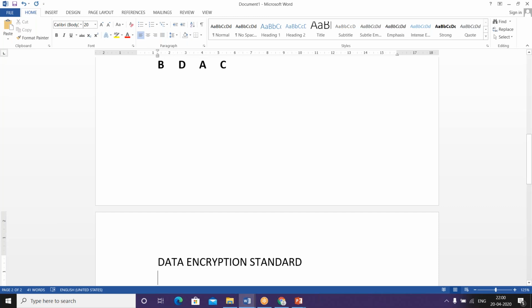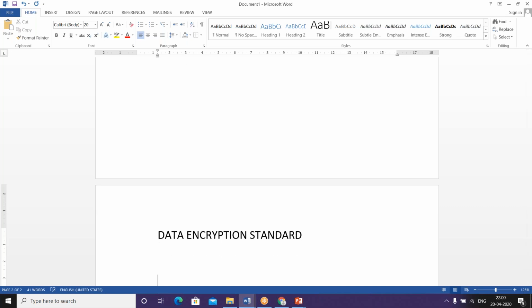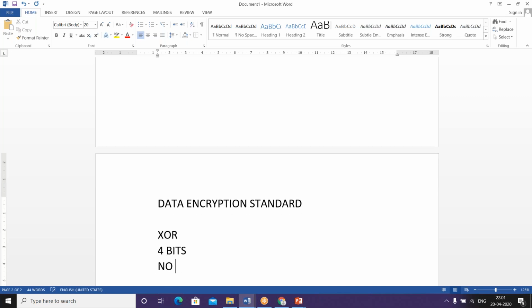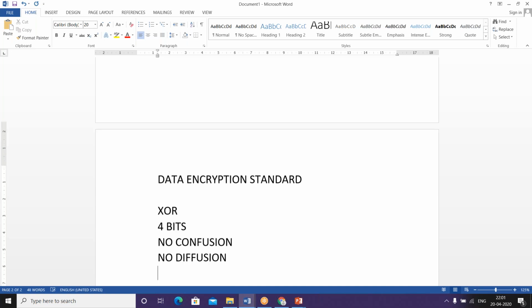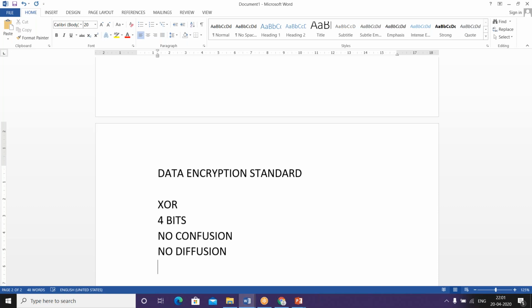It is not a very easy task as we think. Actually, according to us, we'll just do XOR. You take some 4 bits key, no confusion, no diffusion, right? No substitution. If I apply only these things, I take 4 bits to XOR and I say my data is encrypted, within a fraction of nanoseconds they can break it.